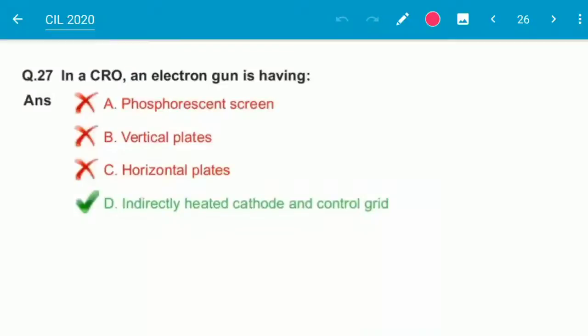Next question, question number 27. In a CRO, the electron gun has an indirectly heated cathode and control grid. In the case of a cathode ray oscilloscope, the electron gun consists of a heater, a cathode and a grid, and it is the source of an accelerated, energized and focused beam of electrons. Hence here option D is the correct answer.